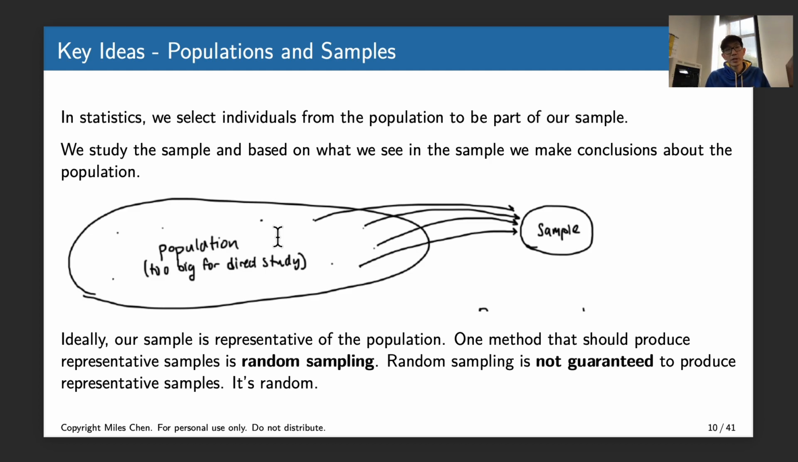And one method that should produce representative samples is random sampling. But random sampling is not guaranteed to produce a representative sample. It's random, after all. So by random chance, maybe you get too many from one group and not enough from another group, okay? And if your sample is not representative, it is said to be biased.